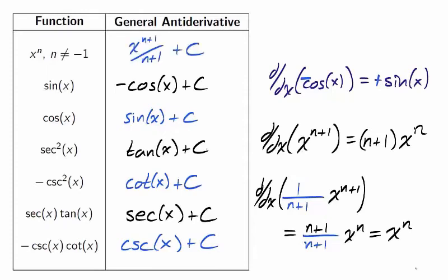The general antiderivative of x to the n, when n is not equal to negative 1, is x to the n plus 1 over n plus 1 plus c. You got to remember the constant.